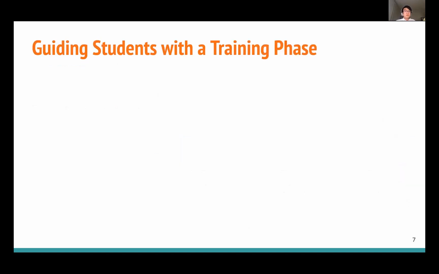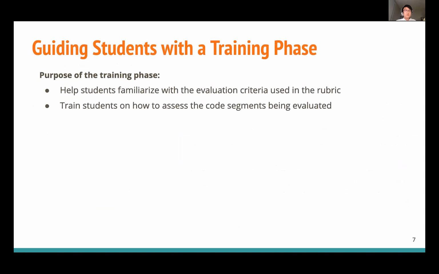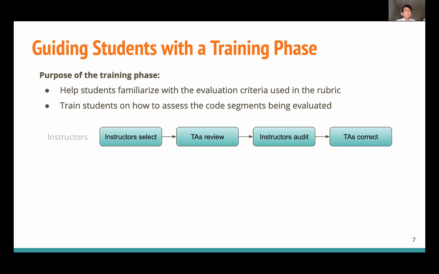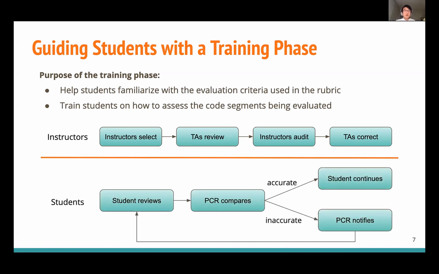So in addition to developing fine-grained rubrics, we also design and implement a training phase that helps students understand the rubric, and they need to go through this before moving on to actual grading. The purpose of the training phase is to help them familiarize themselves with the evaluation criteria using the rubric and train them to assess the code segment being evaluated. To set up the training phase, the instructor picks what students to have the TAs review, followed by a verification step. The students are then trained by the TA model and cannot move to the actual reviews until they have passed.